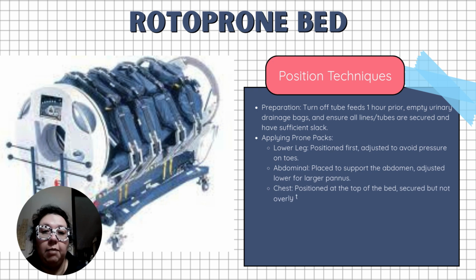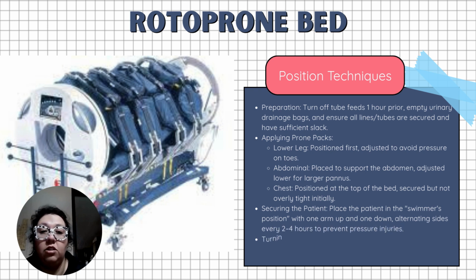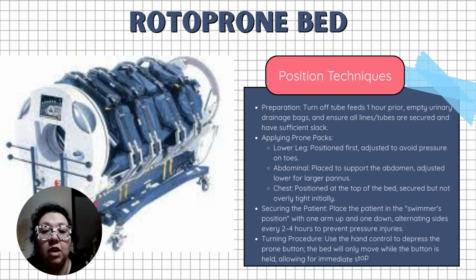For this one, position techniques and preparation: you turn off all tube feeds an hour prior. You have to make sure you empty the urinary drainage bags and ensure all lines and tubes are secured and have sufficient slack. Applying prone packs: lower leg position first, adjusted to avoid pressure on the toes; abdominal pack placed to support the abdomen, adjusted for larger abdomens; chest positioned at the top of the bed, secured but not overly tight initially.